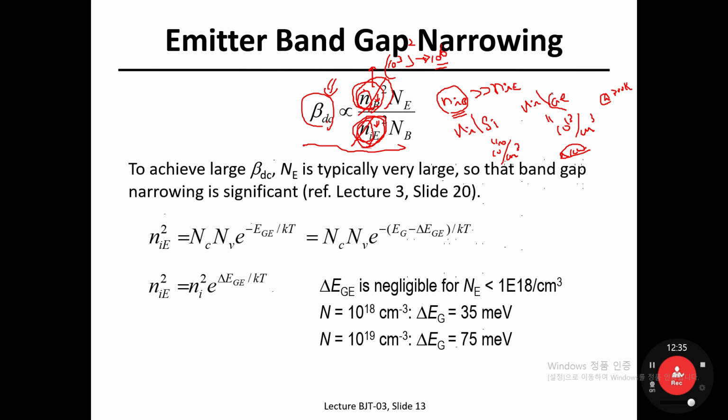What if we are using germanium material in the base region? To achieve large beta DC, N_E, the emitter doping concentration, should be very large, so the bandgap narrowing is very significant, right? So this n_iE value should be increased. Because the n_iE value has been increased, beta DC has been degraded. So to suppress these disadvantages because of the bandgap narrowing event, we can use not pure silicon material, but germanium-incorporated silicon material in the base. I mean silicon germanium. What if we are using silicon germanium in the base? Then n_iB would be increased, then this degradation would be cancelled out, or we can even overcome this degradation.